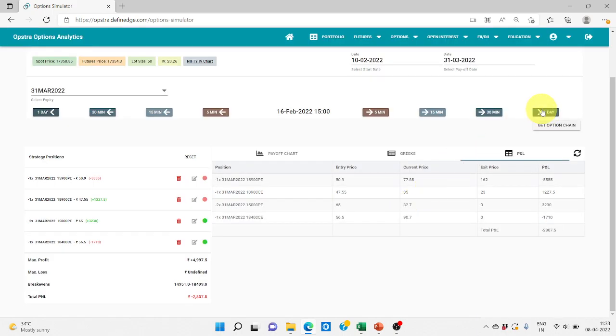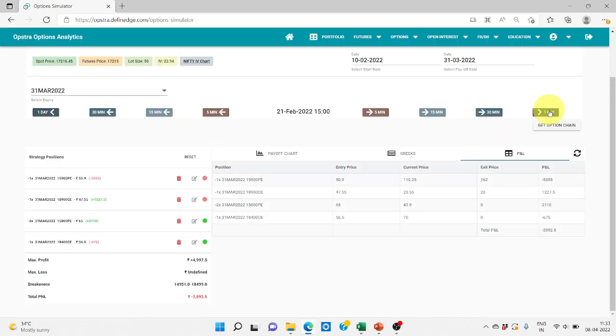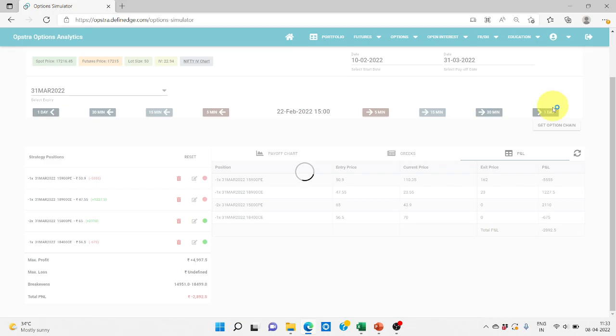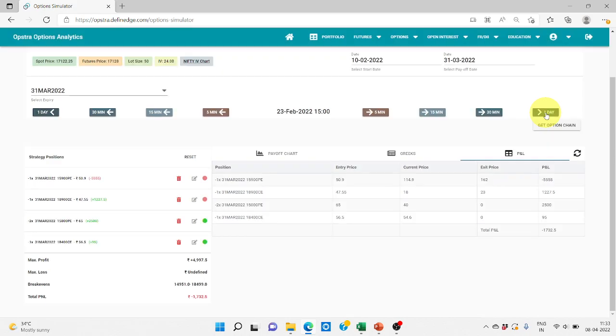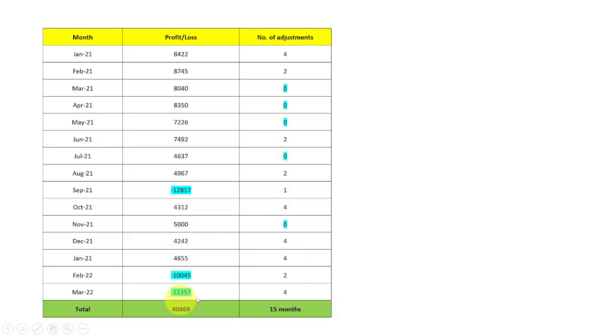Now this is going to... this has not declined more than 30, so we'll just wait. Okay, without even going up or without even going below 30, it has gone to 160. We already have 2 lots, and our MTM of 10,000 is reached, so we are going to just exit the trade. So that is how we exited the trade on March.